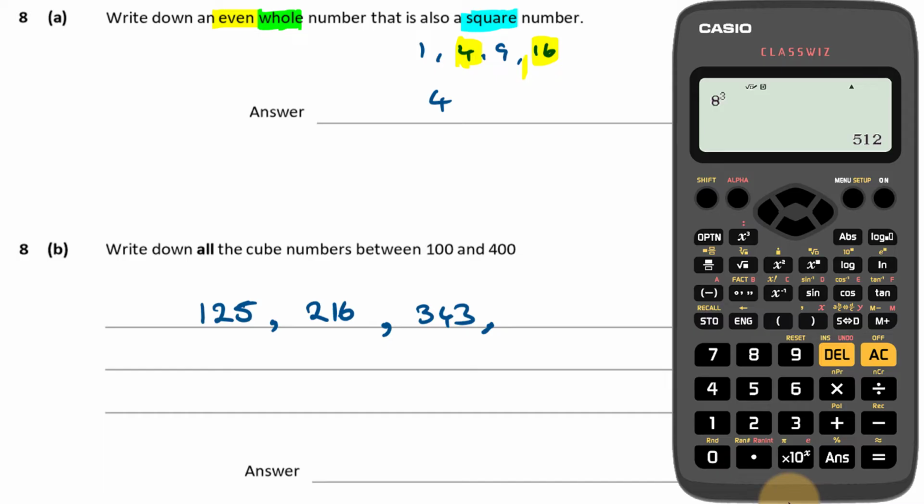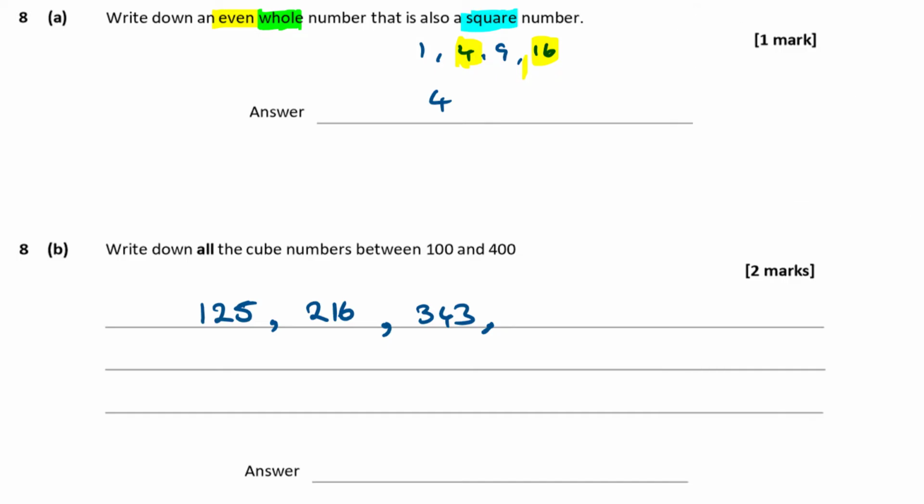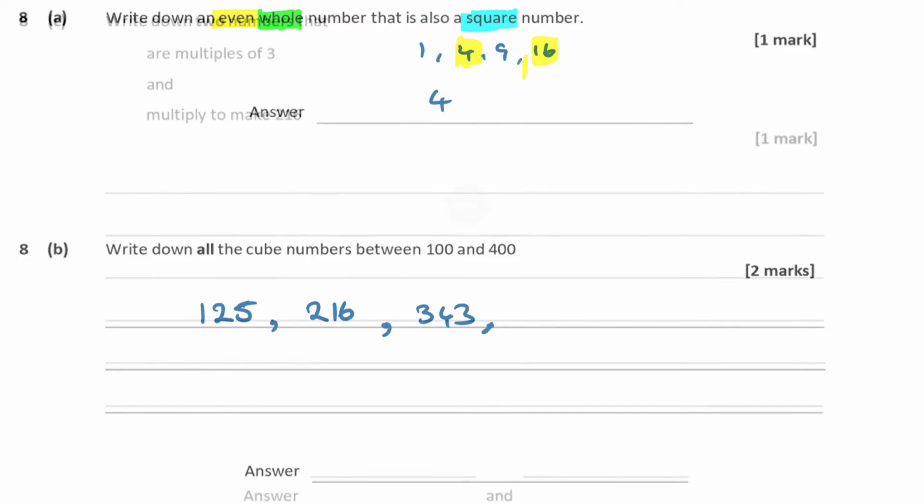8 cubed, 8 to the power of 3, is 512. So that one's already too big, so it's those 3. Okay, so I just got 3 to write down: 125, 216, and 343. Let me just double check.